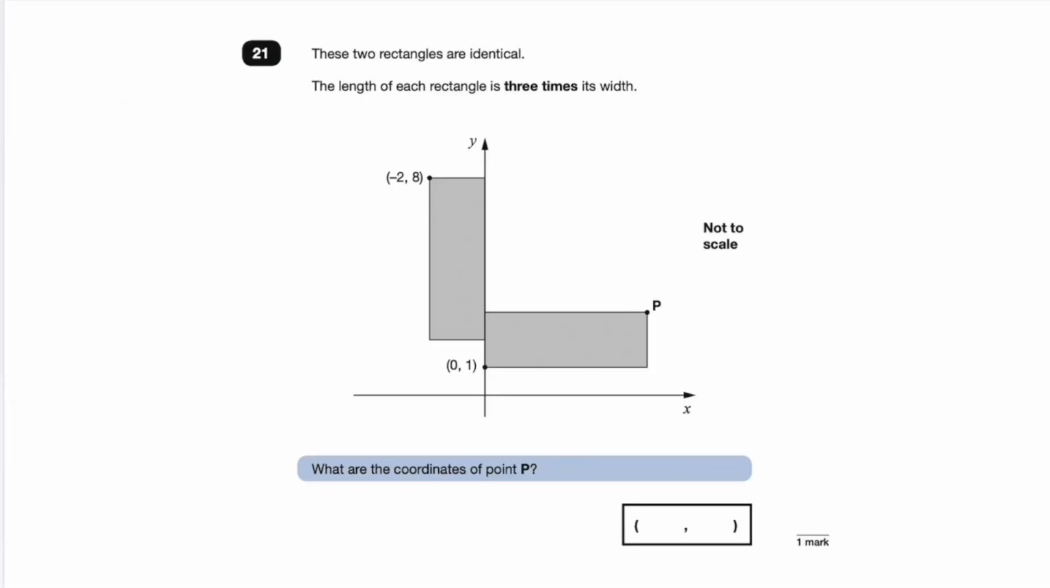And finally, we're here. Question 21, the last question. This says, these 2 rectangles are identical. So let's call this A and let's call this B. The length of each rectangle is 3 times its width. So the length equals 3 width. But it's not drawn to scale, so we can't do anything like get our ruler out or anything like that. What is the coordinate of point P? Now this is only offering us 1 mark, so it mustn't be as tricky as it sounds.